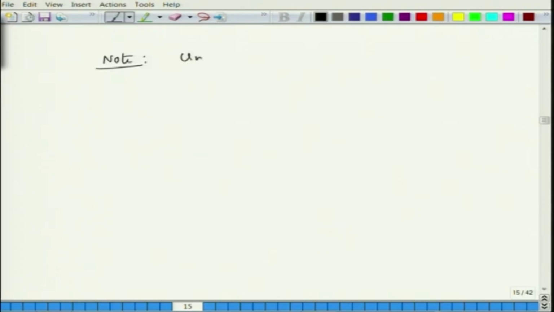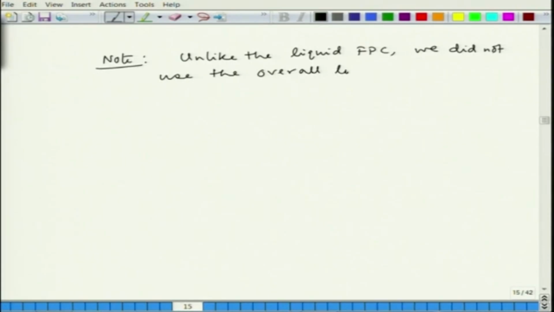Now, one first thing I want you to notice is that unlike the liquid flat plate collector, we did not use the overall loss coefficient, or UL. Okay. Why could we not use it?